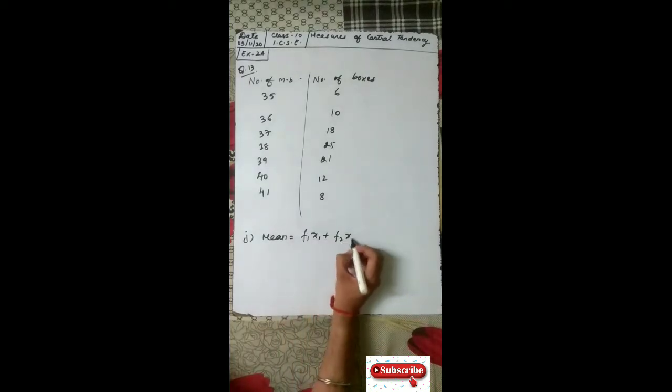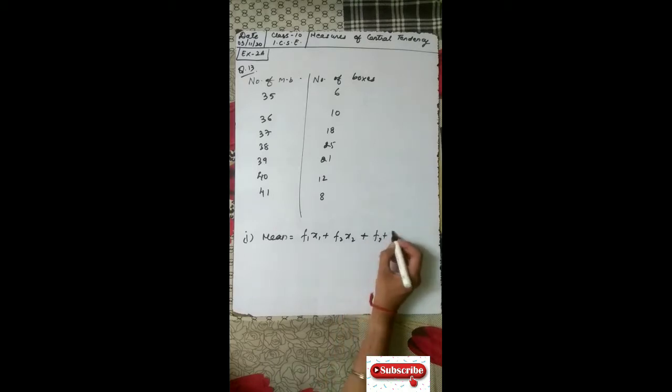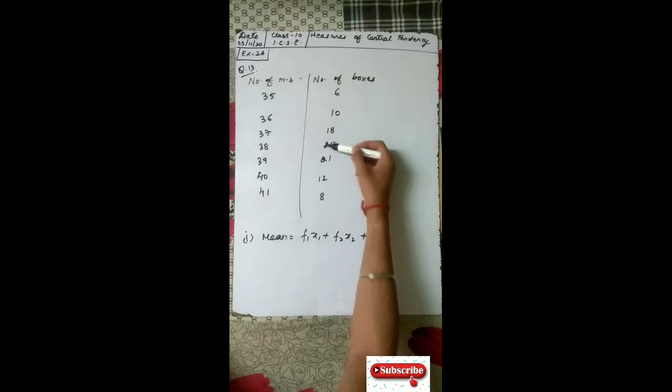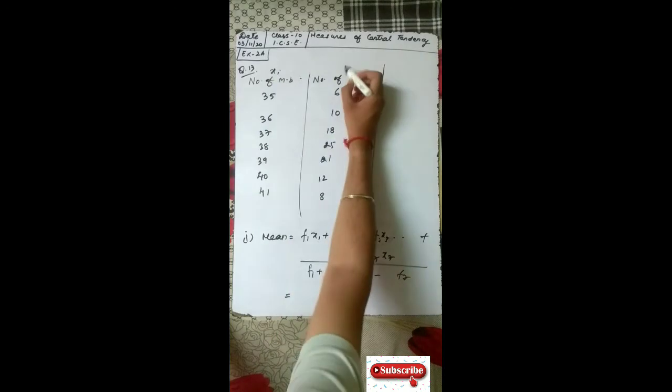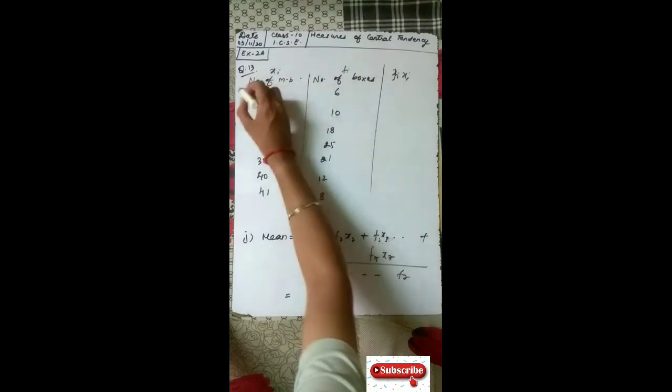F1x1 plus F2x2 plus F3x3, and it is 1, 2, 3, 4, 5, 6, 7, so you go up to F7x7, whole upon F1 plus F2 and so on up to F7. Okay, so what you need is one more column, because this is the Xi and this is the Fi column. So you need Xi and Fi columns.